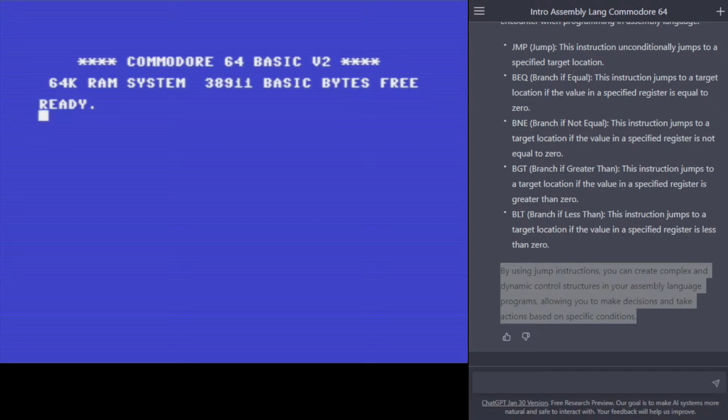By using jump instructions, you can create complex and dynamic control structures in your assembly language programs, allowing you to make decisions and take actions based on specific conditions.